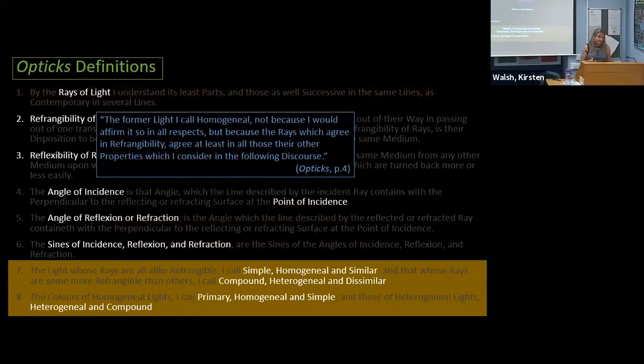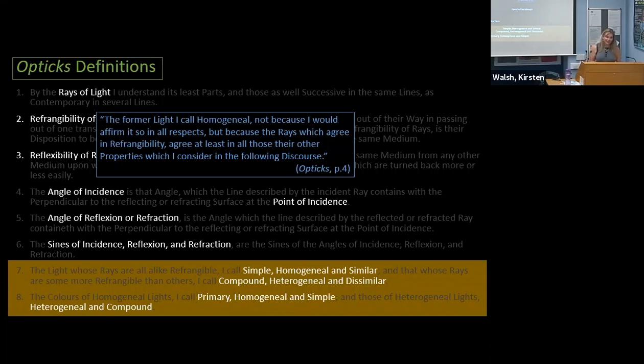He also gives us, and these are also striking definitions, the last two. So definition 7, he writes, the light whose rays are all alike refrangible, I call simple, homogeneal, and similar. And that whose rays are some more refrangible than others, I call compound, heterogeneal, and dissimilar. And number 8, the colors of homogeneal lights, I call primary, homogeneal, and simple, and those of heterogeneal lights, heterogeneal, and compound.